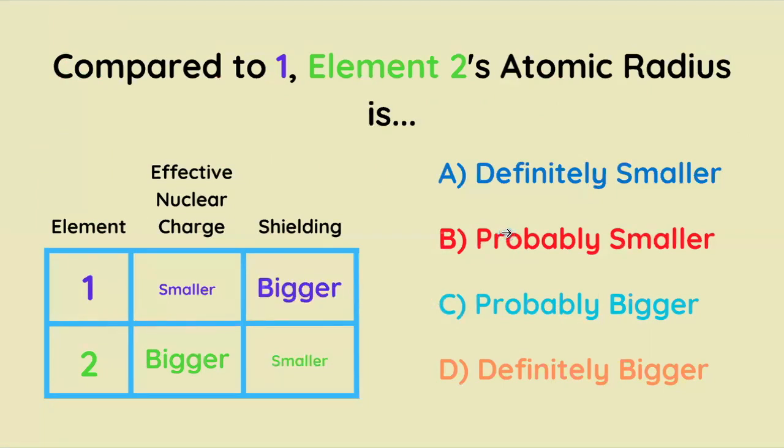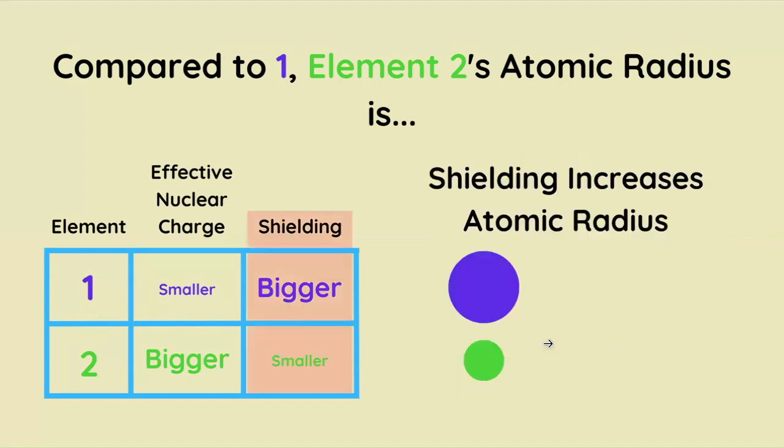Here's a new set of elements. Compared to 1, element 2's atomic radius is definitely smaller, probably bigger, or definitely bigger. For shielding, element 1 has more shielding than element 2. So that's evidence of 2 having a smaller radius than 1.